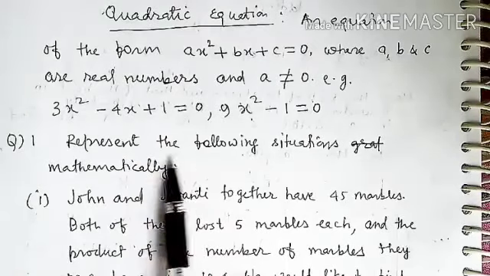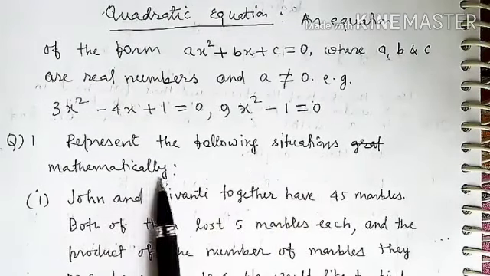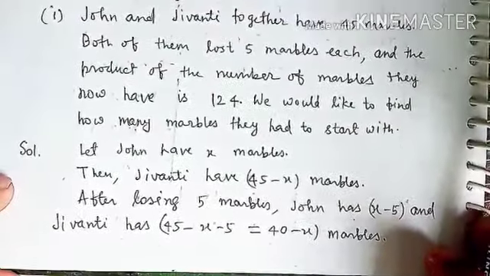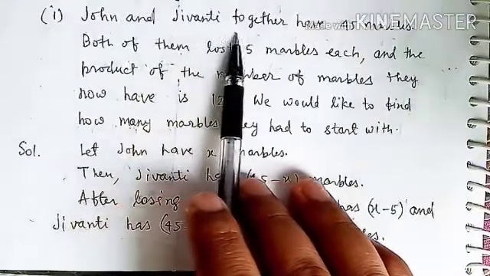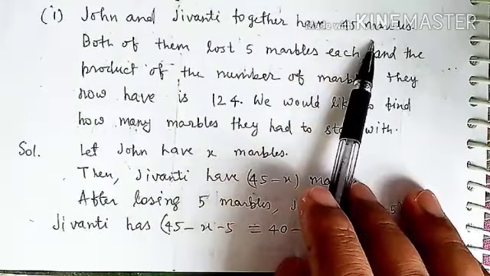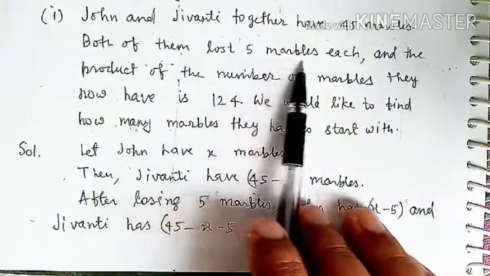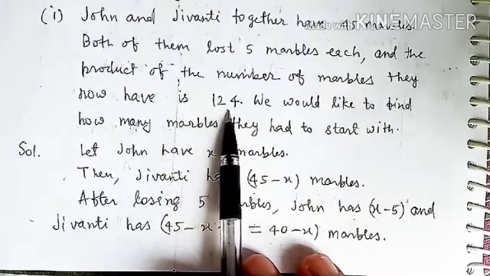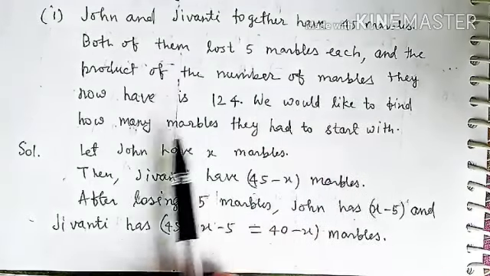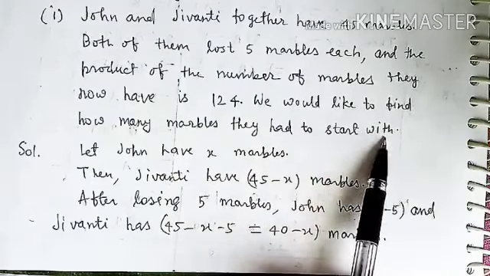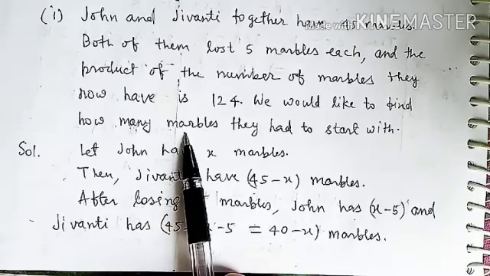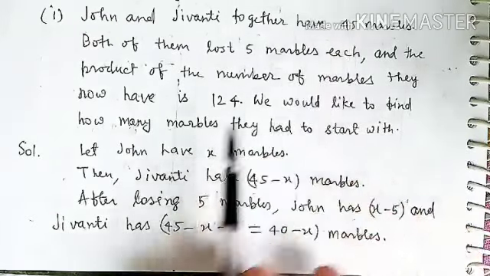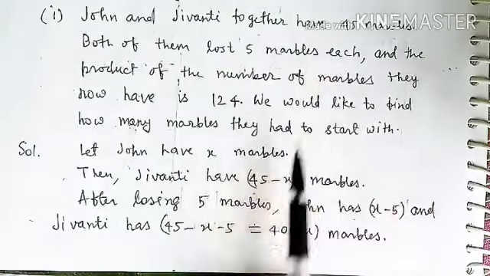Now, represent the following situations mathematically. John and Jivanti together have 45 marbles. Both of them lost 5 marbles each, and the product of the number of marbles they now have is 124. We would like to find how many marbles they had to start with. So they together have 45 marbles. Let John have x marbles, then Jivanti has 45 minus x marbles.